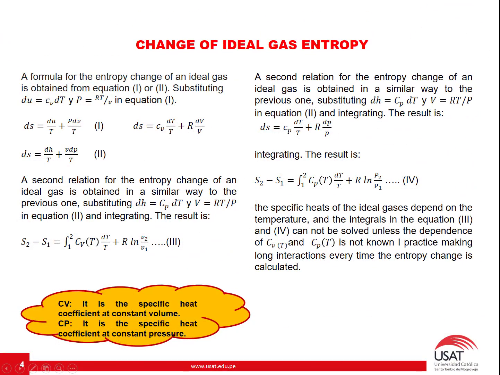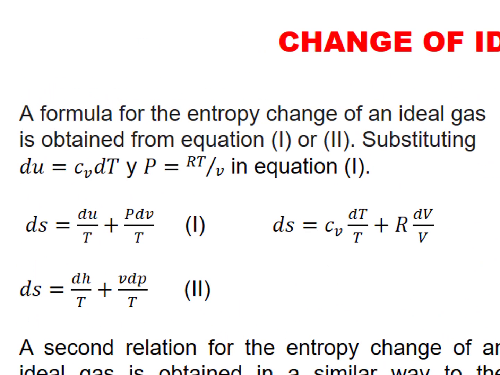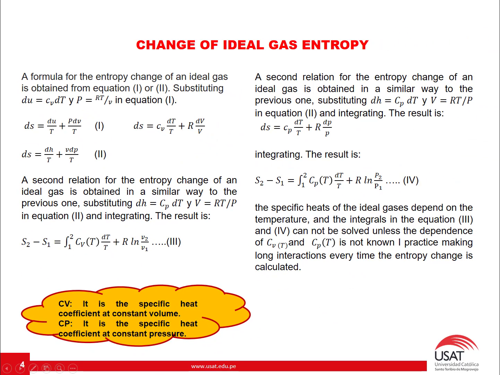Change of ideal gas entropy. A formula for the entropy change of an ideal gas is obtained from equation 1 or 2. Substituting du equal to the constant specific heat cv times dT, and also replacing P by the formula P equals R times T divided by v in equation 1.